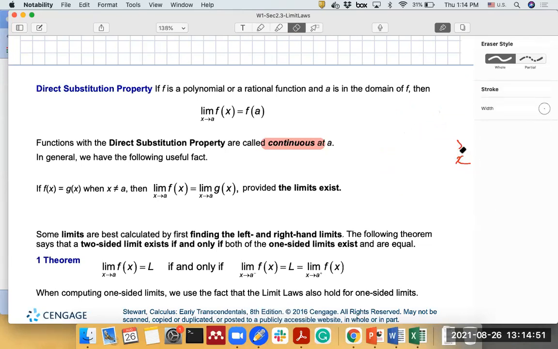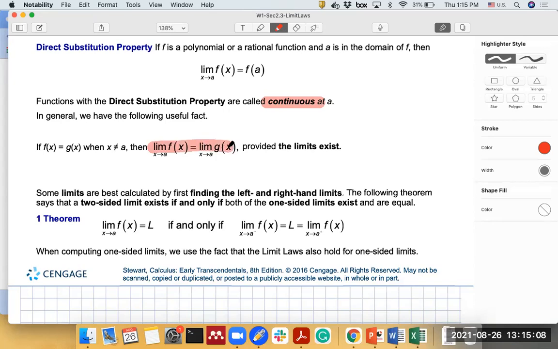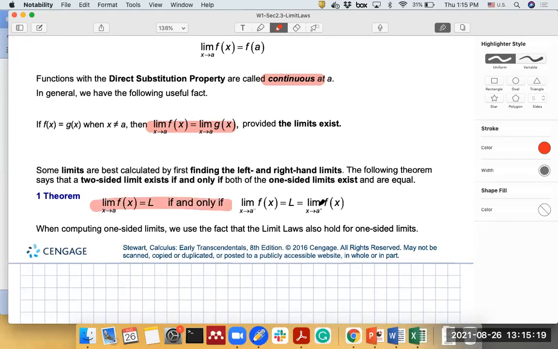If a function is continuous, then we can directly substitute the value. And again, if f of x is equal to g of x when x is different from a, then the limits of these two functions are the same, provided the limit exists. And again, we meet this: if the right-hand limit and left-hand limit are the same, then the limit exists. Now, let us quickly do this example.